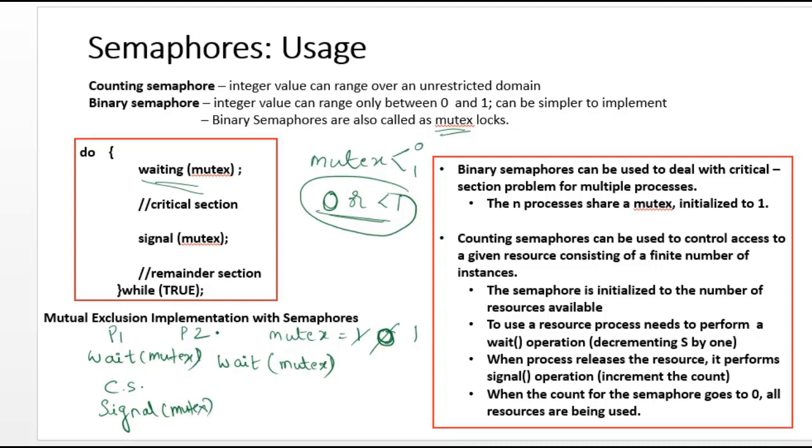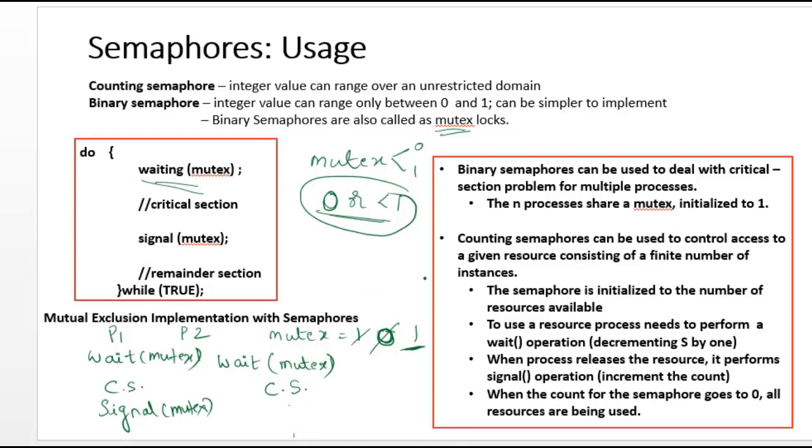So process P2 was waiting for this to happen. It was waiting for mutex to become a non-zero value. Now it has become 1. Then P2 can enter into the critical section and the process continues.